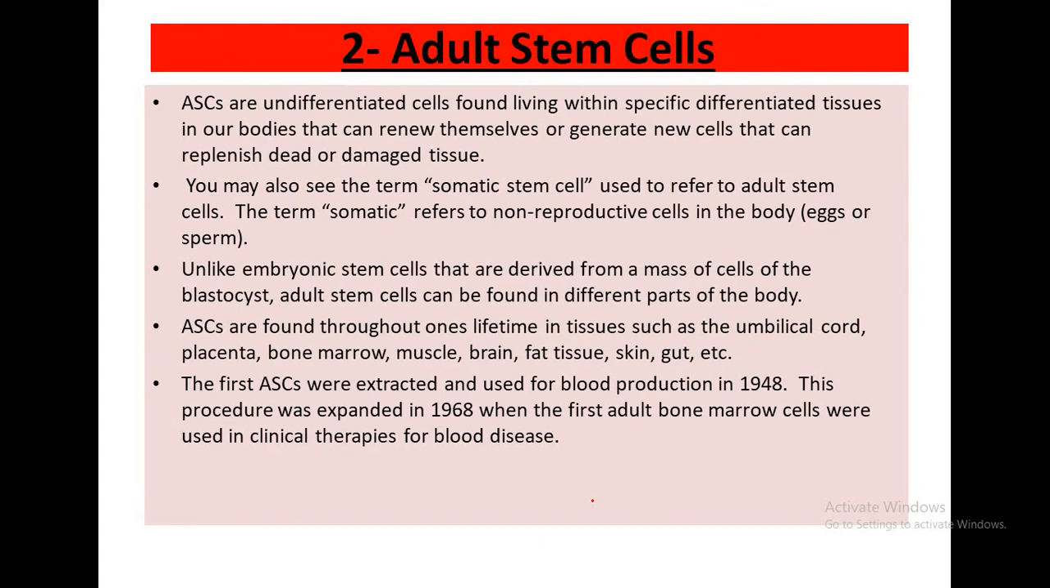Now we will discuss the second type of stem cells, which is adult stem cells. So adult stem cells are undifferentiated cells found living within specific differentiated tissue in our bodies that can renew themselves or generate new cells that can replace dead or damaged tissue. You may also see the term somatic cells used to refer to adult cells.